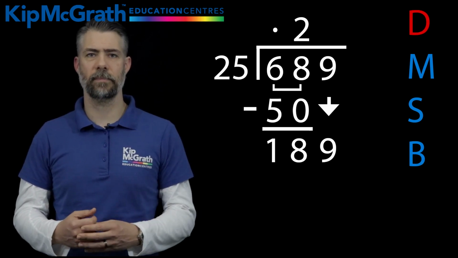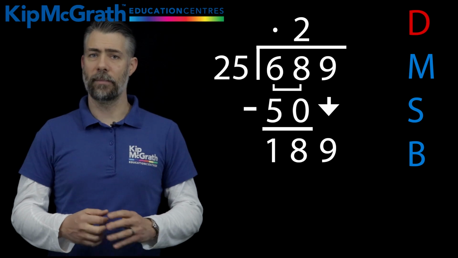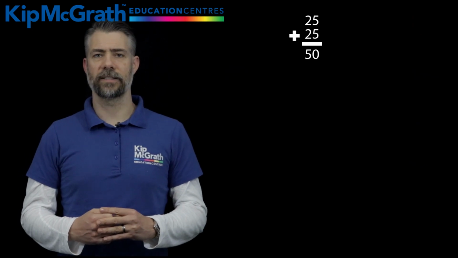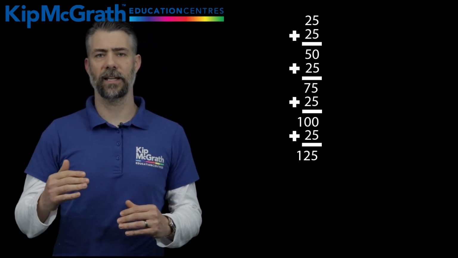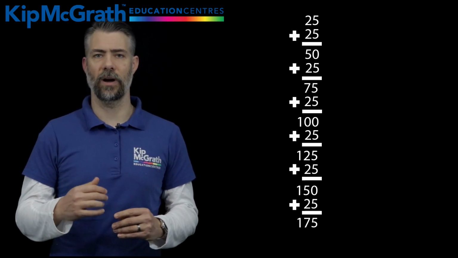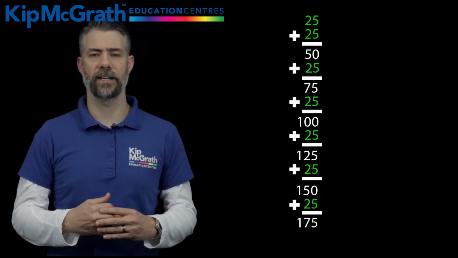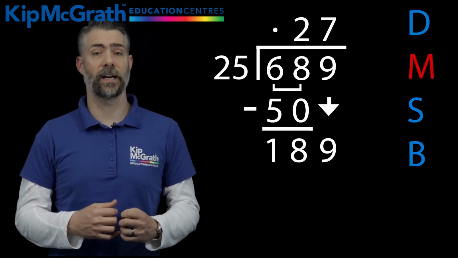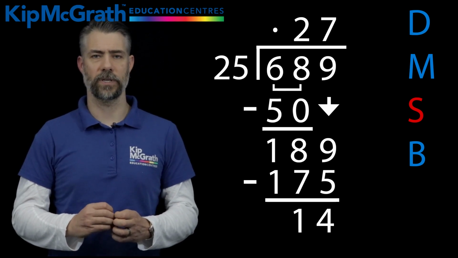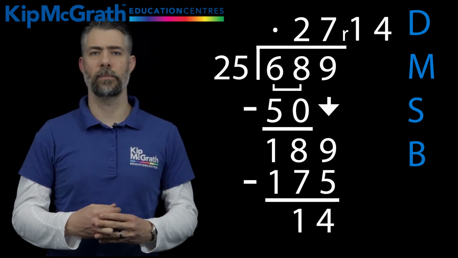We go back to the divide step and we see how many times 25 can divide into 189. Now, I'm not great with my 25 times table, so this is what I do to try and find out big numbers. I'll take my 25 and I'll keep adding it until I get to a number either just before or on the number I'm looking for. In this case, I can get to 175. So using this method, I see that 25 goes into 189 7 times. 7 times 25, as I know, is 175. 189 subtract 175 is 14. There's nothing left to bring down, so that's our remainder, and our answer is 27, remainder 14.